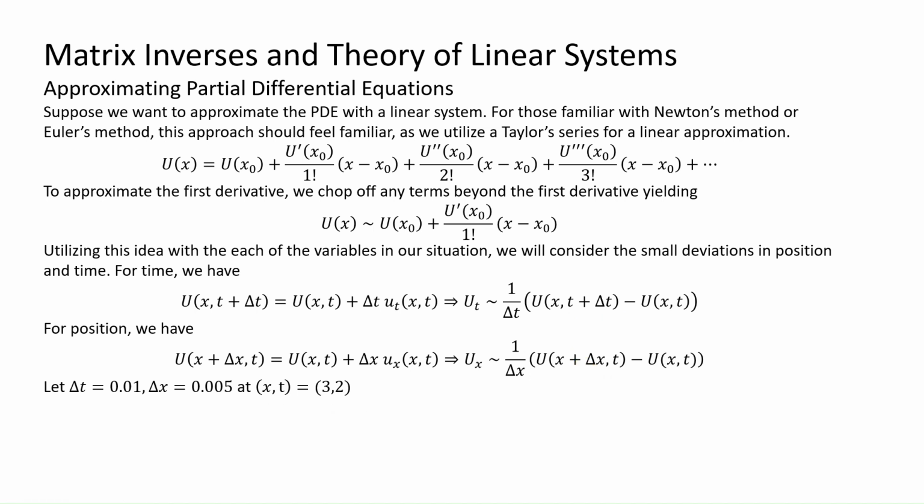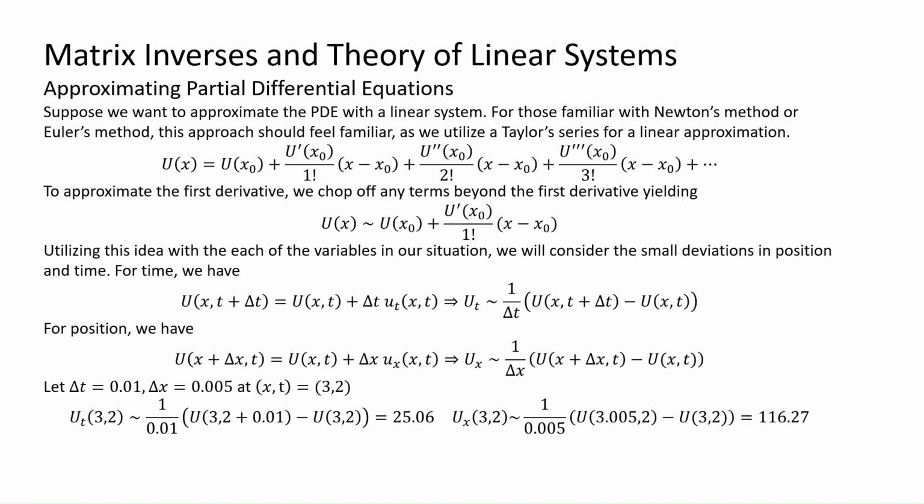Plugging these numbers in directly, you get that u_t, the partial evaluated at 3,2, is equal to 25.06, and u_x at 3,2 is equal to 116.27. So you'll notice that 25 was the exact value for this derivative at this point, and 116 was the exact value. So while they're not exact, they're super close. They're very reasonable first order approximations to the actual value of the function. Okay, all right, so plugging these in.